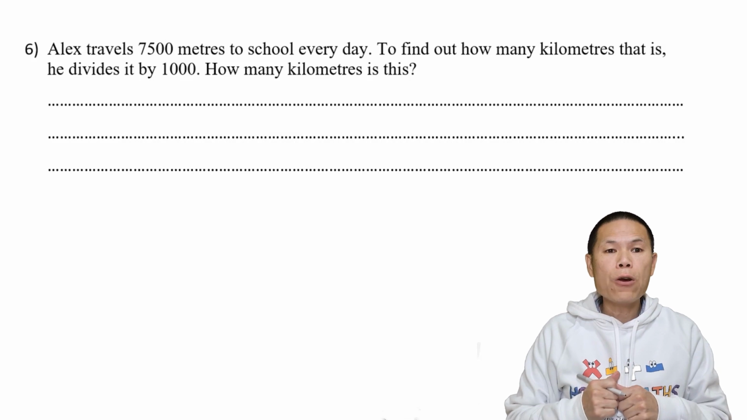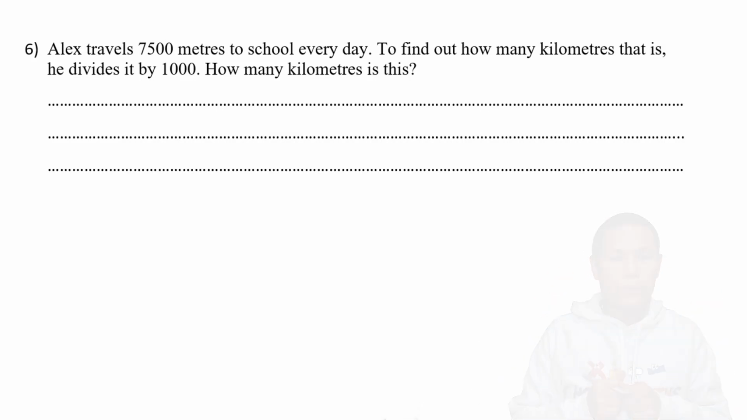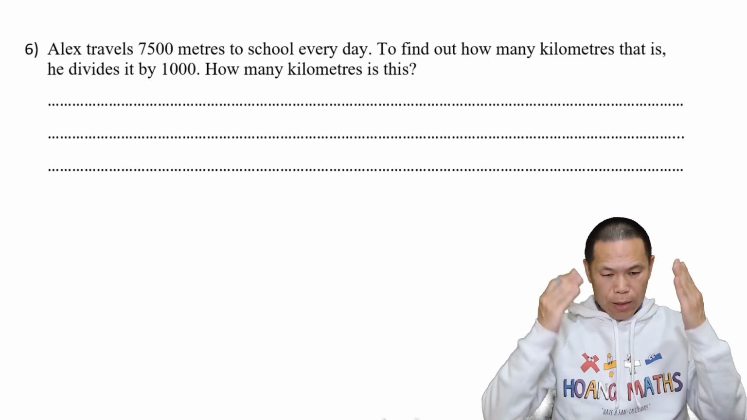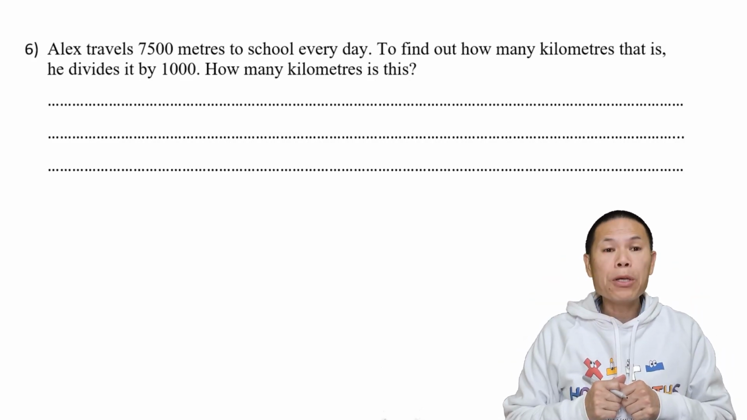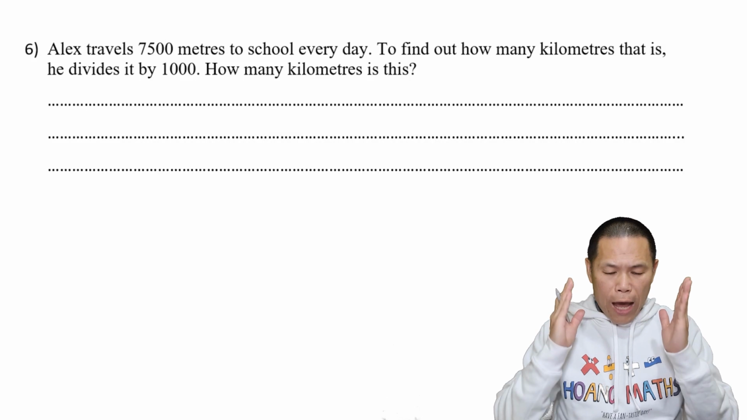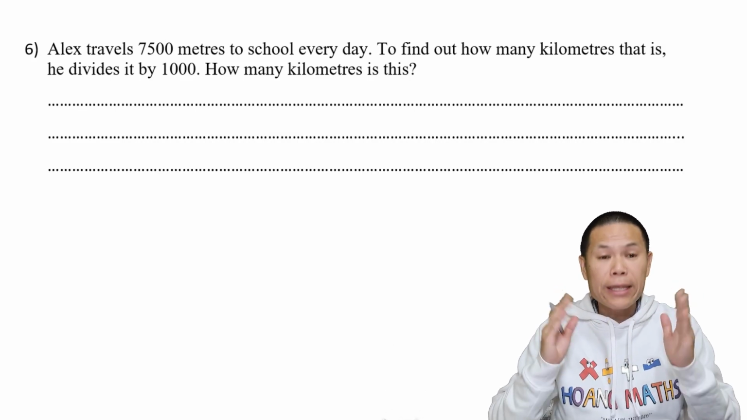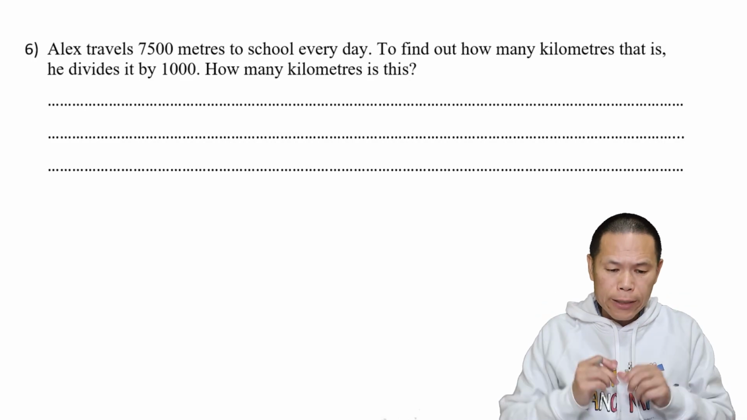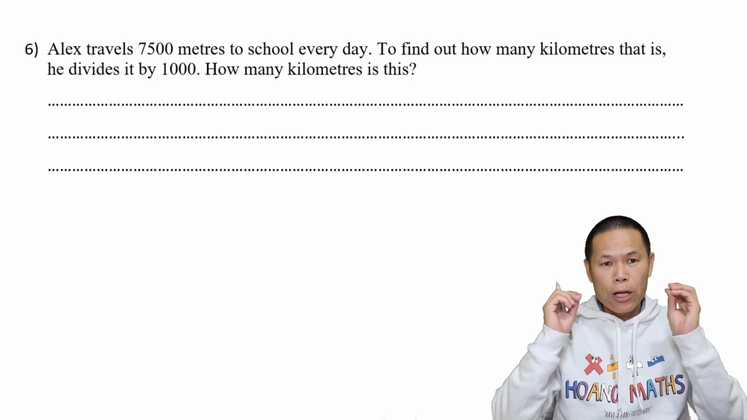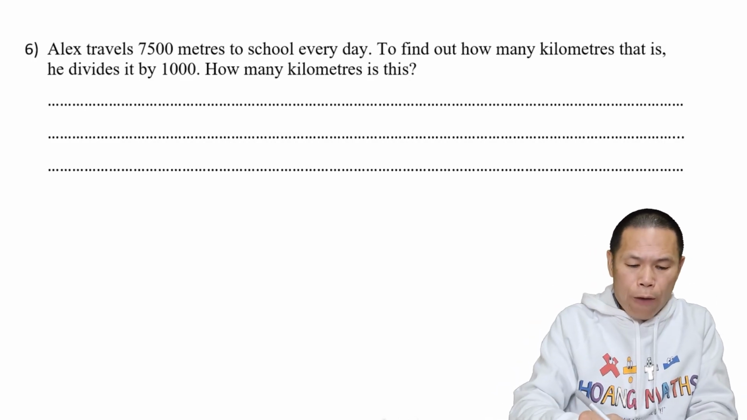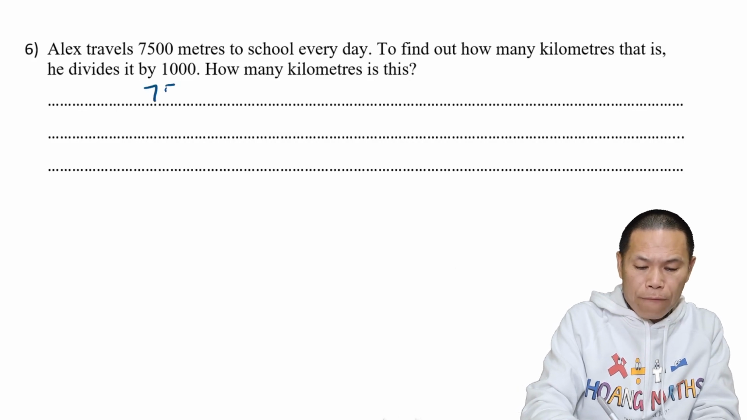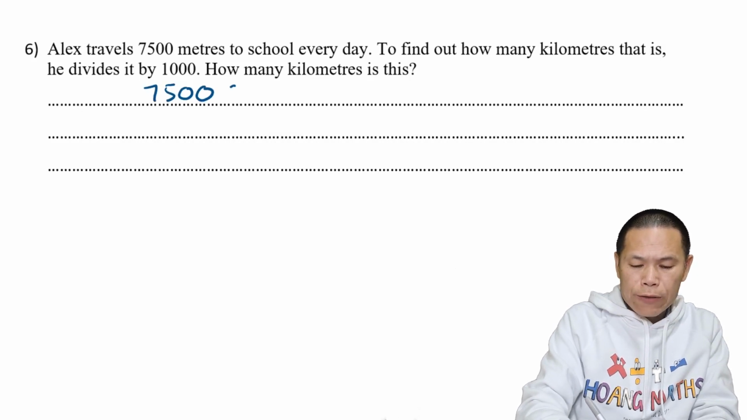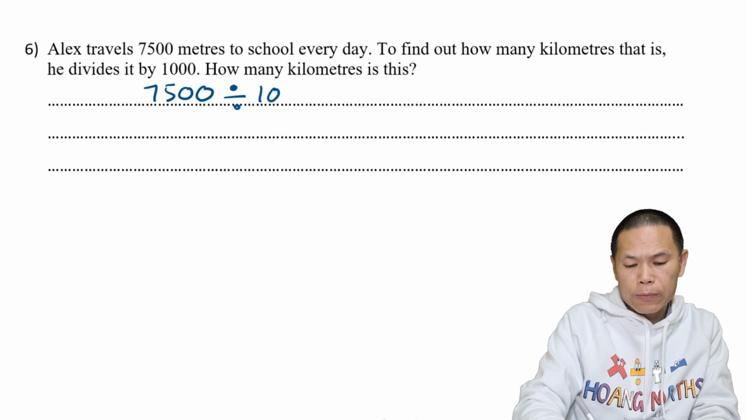Please pause the video and try this one yourself. Hi there, I'm back. How did you go? So let me just go through it with you. So Alex converts 7,500 meters to kilometers by dividing it by 1,000. So let me just work it out. So we have 7,500. We divide it by 1,000.